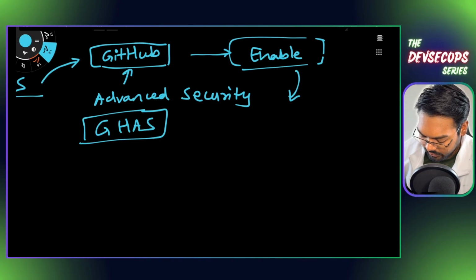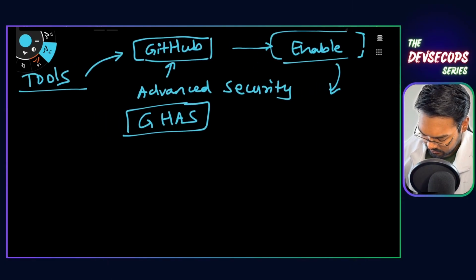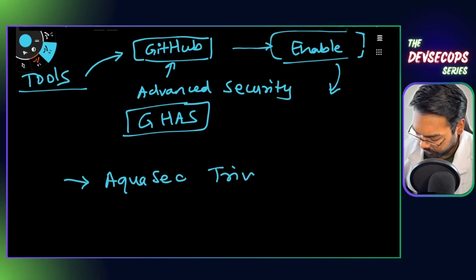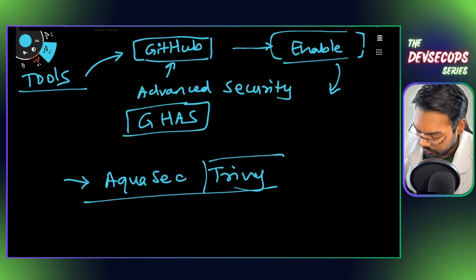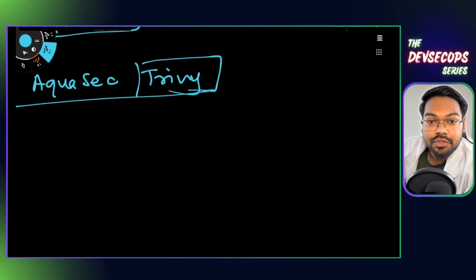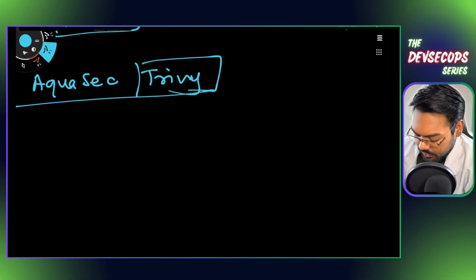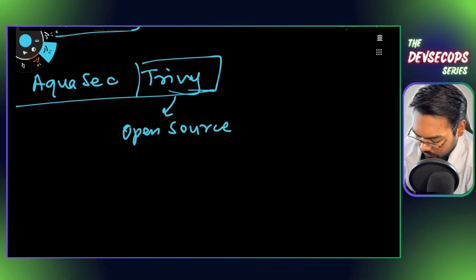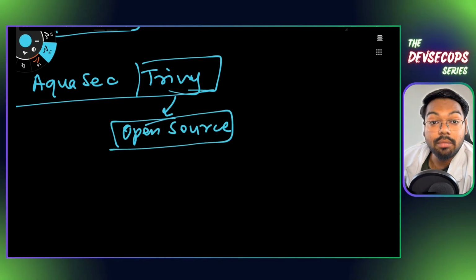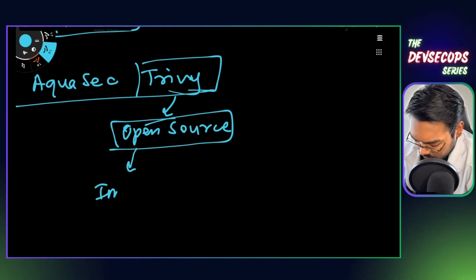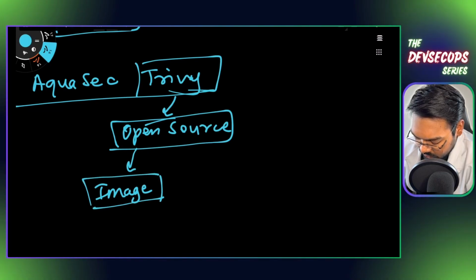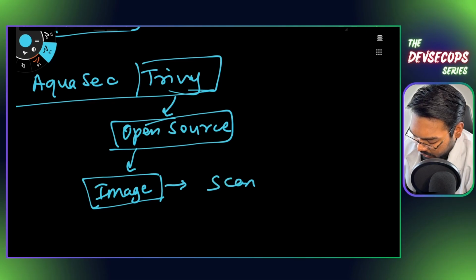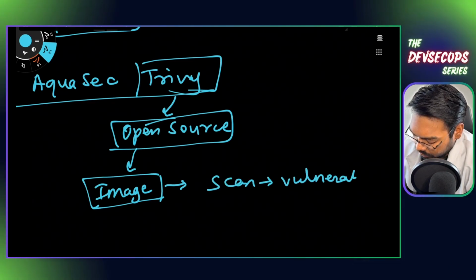Then, the second thing you might be learning is AquaSec Trivy. Trivy or Trivy, whatever you want to say, but remember this particular word. Now comes the question, why this tool? Trivy is an open source and fast tool which enables you to scan your images, Docker images, container images, whatever you want to say. It gives you the capability to scan them and find vulnerabilities in them.